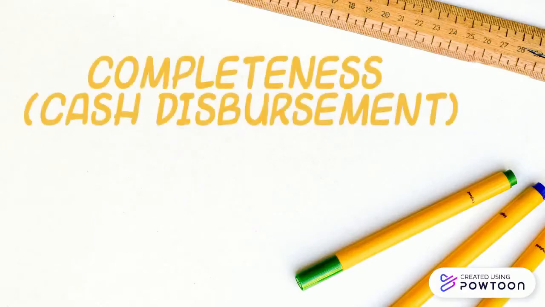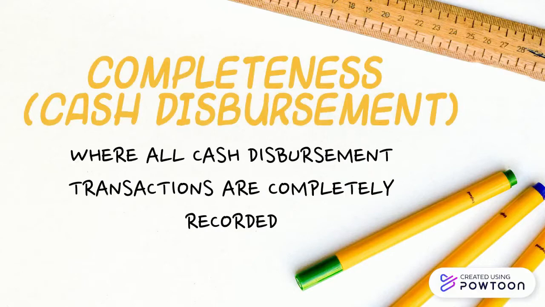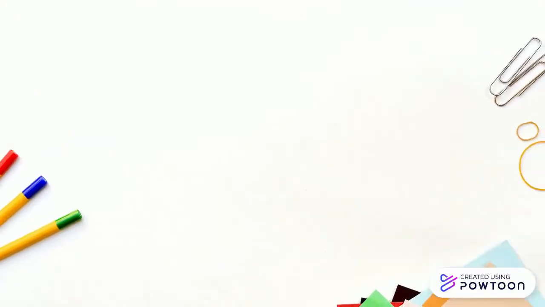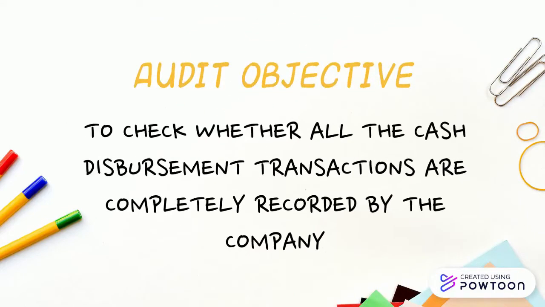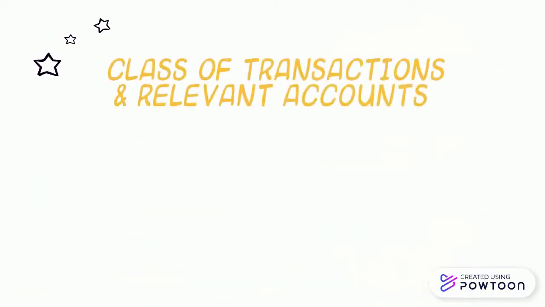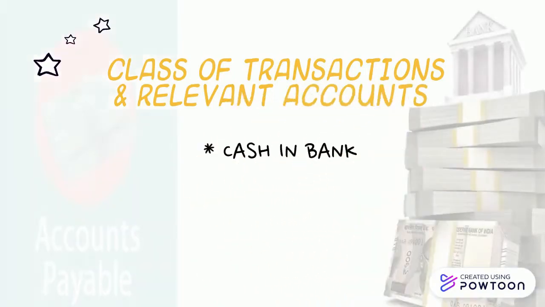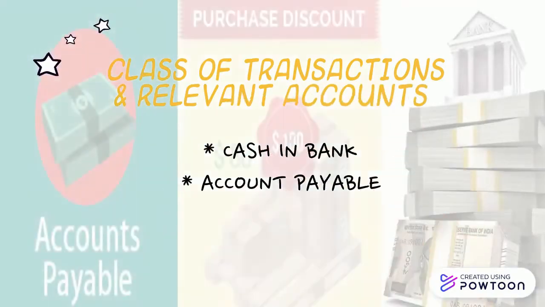For cash disbursement, the concept of completeness is where all cash disbursement transactions are completely recorded. Next, the audit objective is to check whether all the cash disbursement transactions are completely recorded by the company. The class of transaction and relevant accounts are cash in bank, account payable, and purchase discount.